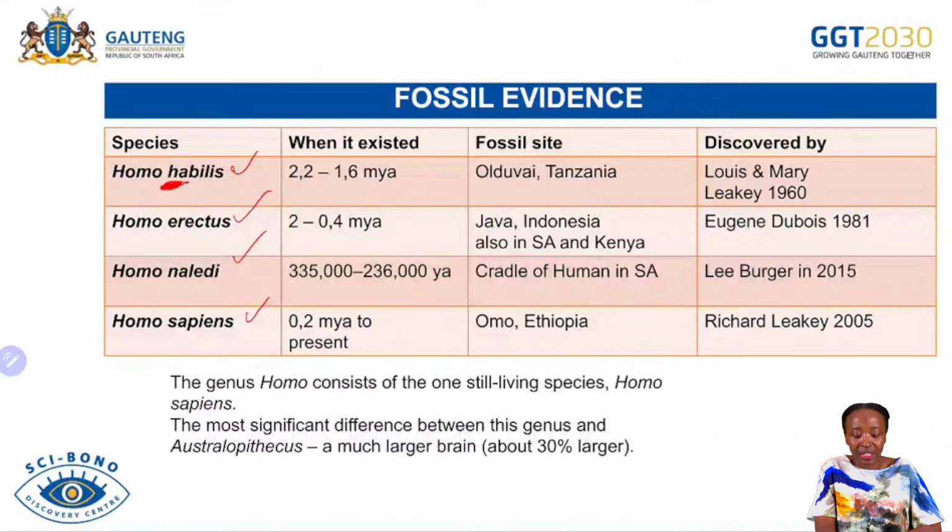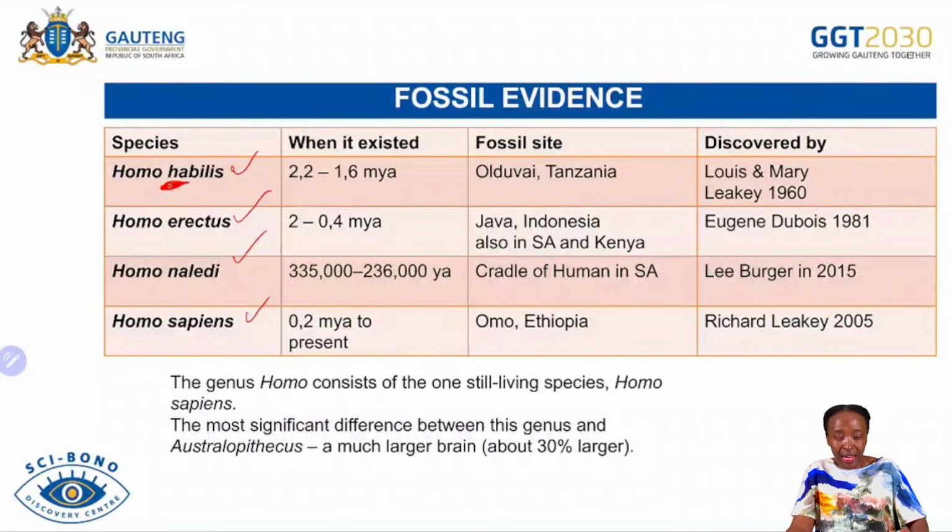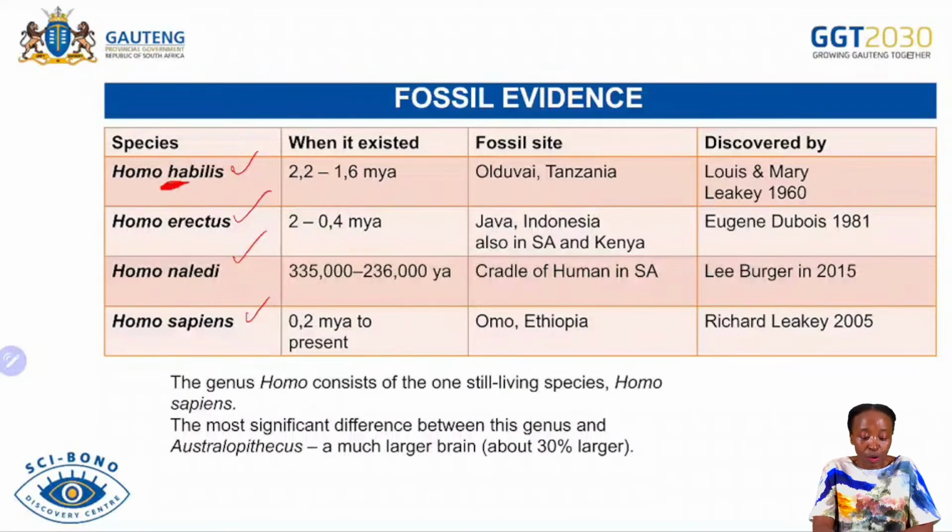Some of you have seen the type of tools that we used to teach in class, that box with the skulls and the different tools. Yes, it all started here from the Homo habilis. When did they exist? Between 2.2 and 1.6 million years ago. And the fossils to support this were found in Tanzania by Louis and Mary Leakey around 1960.